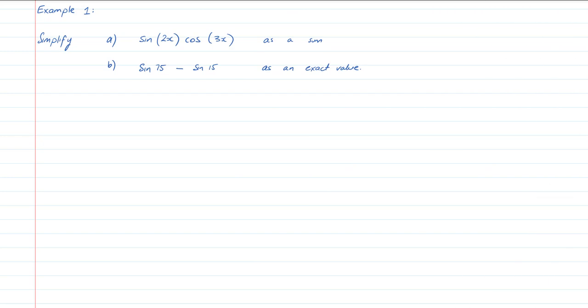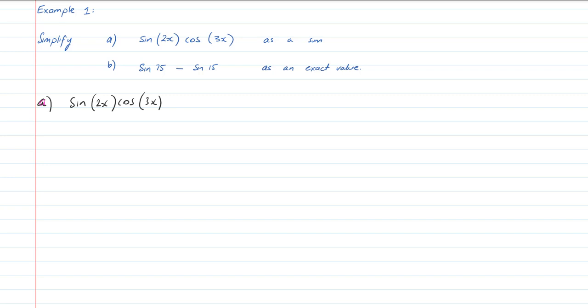Hi and welcome to Unit 2, Topic 2, Video 16, and in this video we look at Example 1, which comes in two parts. So the first part, A, is asking us to calculate a simplification, let's do this in a black pen, of sine 2x cos 3x.